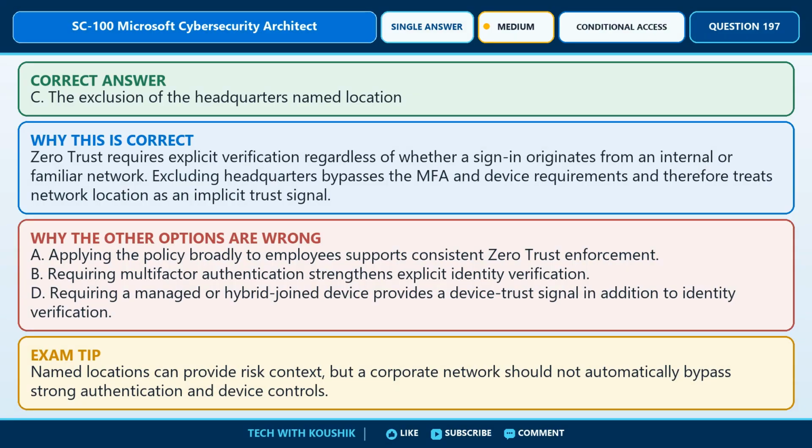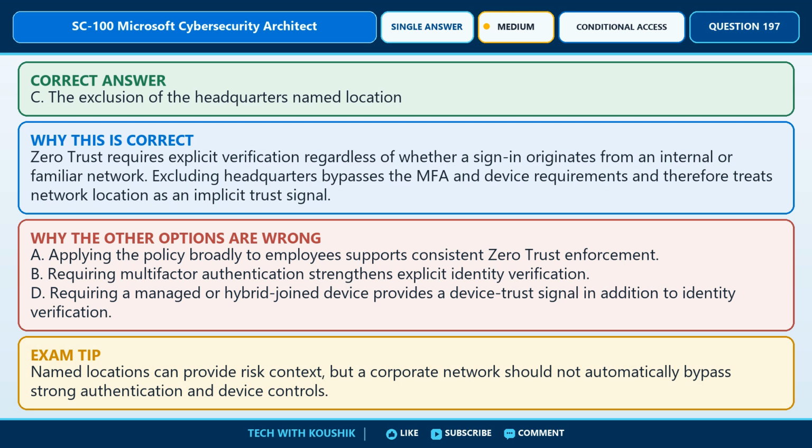The correct answer is Option C, the exclusion of the headquarters named location. Here's why. Zero Trust requires explicit verification regardless of whether a sign-in originates from an internal or familiar network. Excluding headquarters bypasses the MFA and device requirements and therefore treats network location as an implicit trust signal.